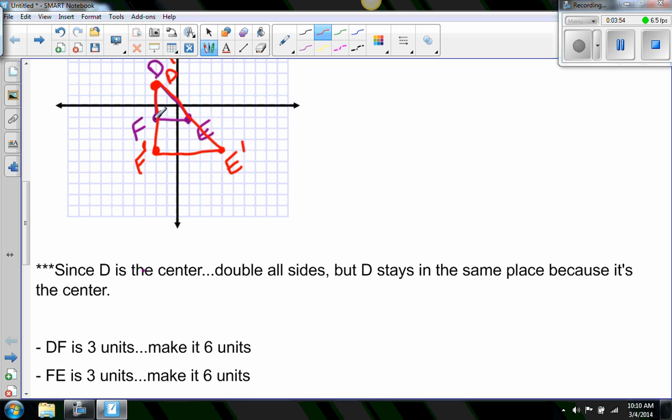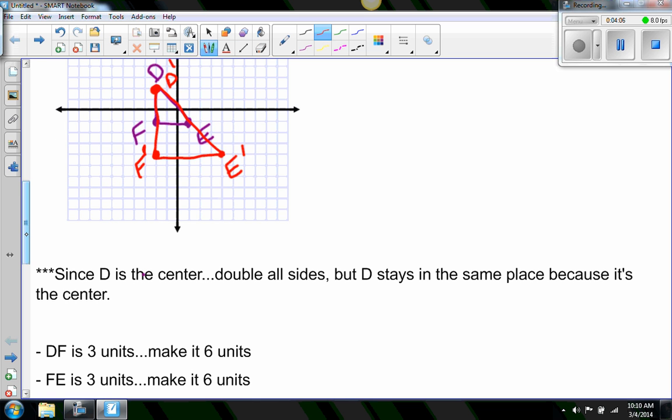D to F is 3 units, and because it said a scale factor of 2, I had to double it. So instead of 3, I made it 6. The same thing here. F to E was 3, and so to double it, I made it 6, and then there's my new image. So that's what you do when it says a point is the center.